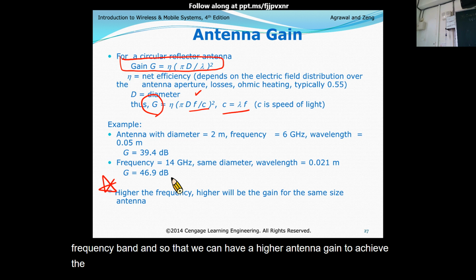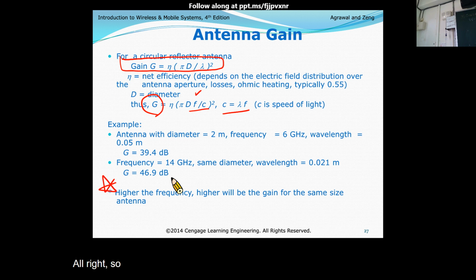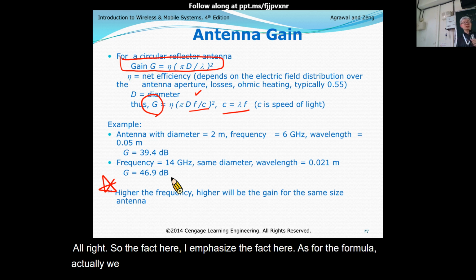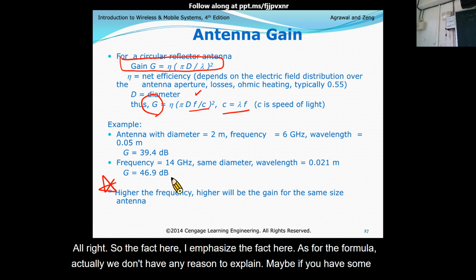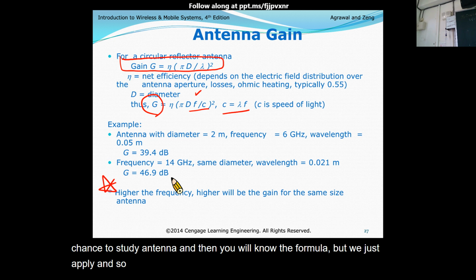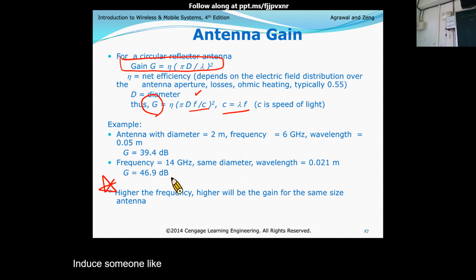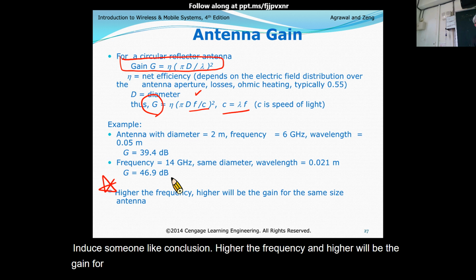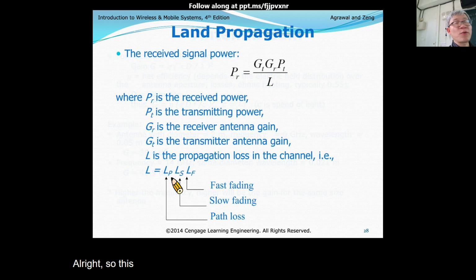All right, I emphasize the fact here: as for the formula, we don't have any specific reason to explain. Maybe if you have a chance to study antennas, you will know the formula. But we just apply it, so that we can induce a conclusion: the higher the frequency, the higher the gain for a given antenna size. This one just serves as a reference.